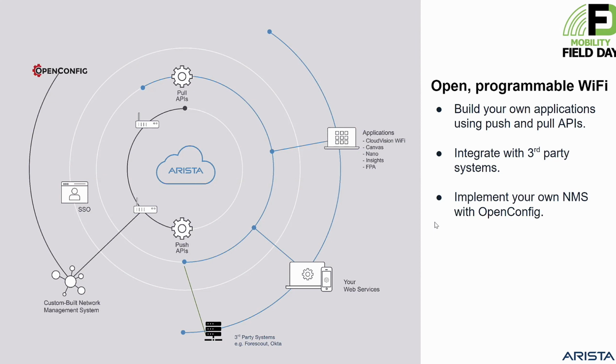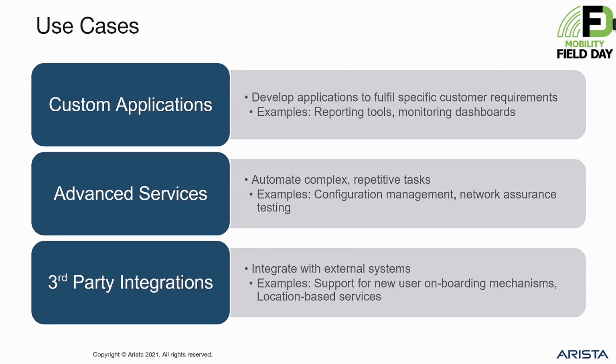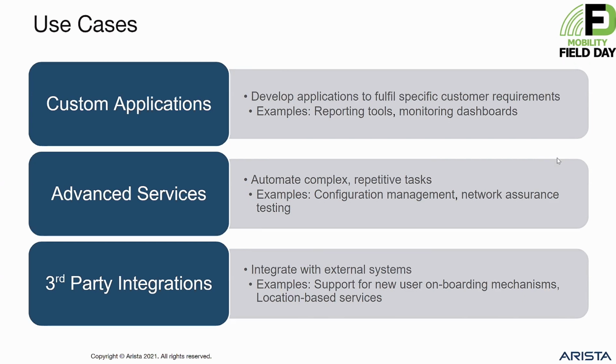I'll quickly walk through a couple of points on the API front. So on the API perspective, the API allows you to develop applications to fulfill specific customer requirements. For example, somebody may want to build a new reporting tool or a new monitoring dashboard. APIs can also be used to automate complex tasks such as configuration management and network assurance testing. And finally, we could use APIs to integrate with external systems, for example, to support new user onboarding mechanisms or to integrate with third-party location-based services.